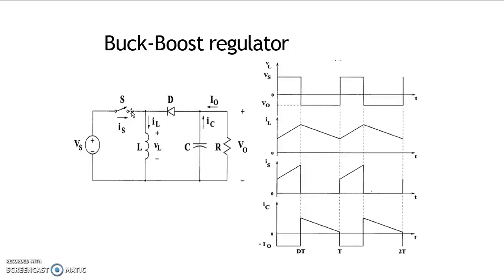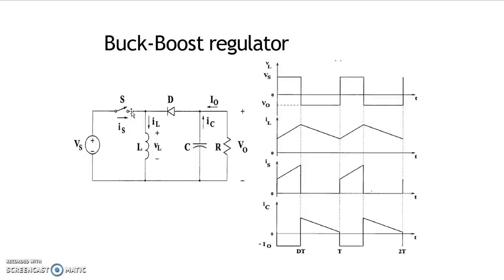The main application of a buck boost converter is in regulated DC power supplies, where a negative polarity output may be desired with respect to the common terminal of the input voltage. The output voltage can be either higher or lower than the input voltage based on the duty ratio. Duty ratio is equal to T on divided by total time period.